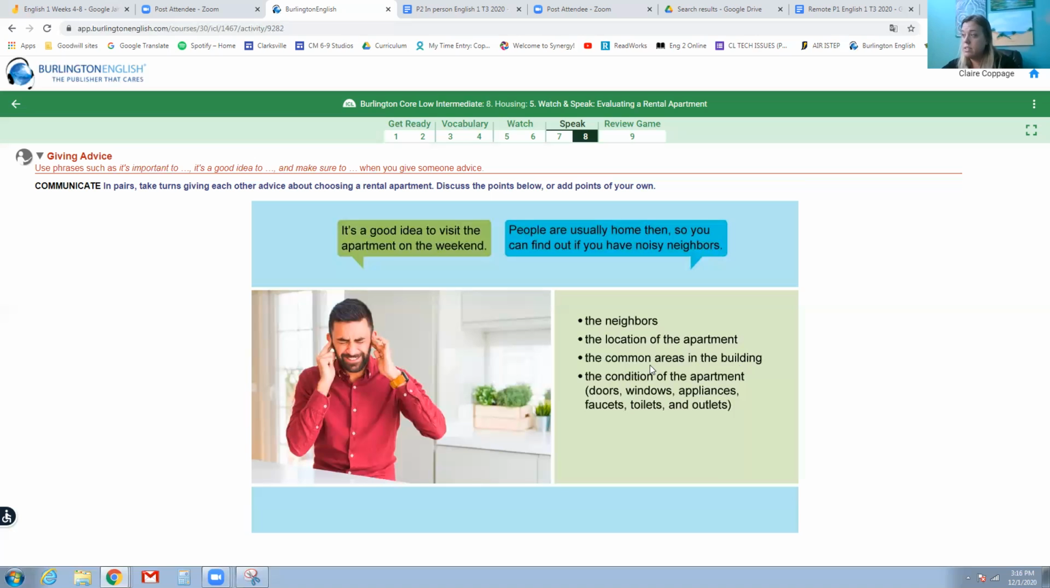It's important to check the condition of the apartment, the doors, windows, appliances, faucets, toilets, and outlets before you move in. It's a good idea to take pictures of these things if they are broken so the landlord can fix them before you move in.